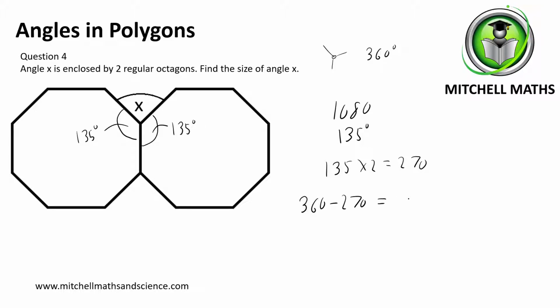So our angle x is 90 degrees. Sometimes what you will get is polygons which are put together, and you will need to find the angle enclosed by them.